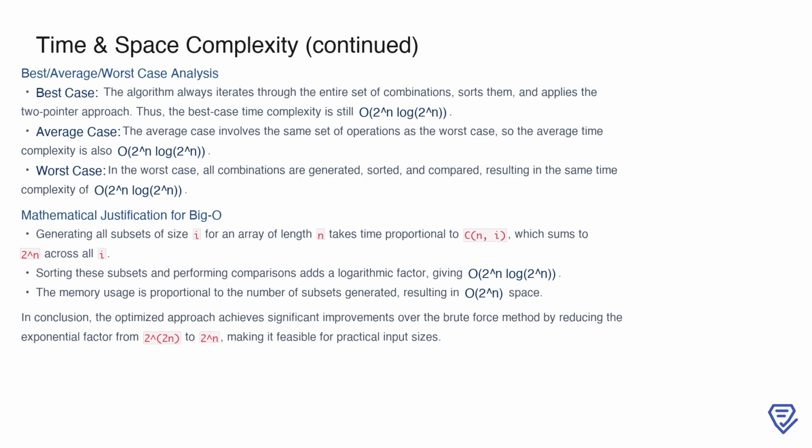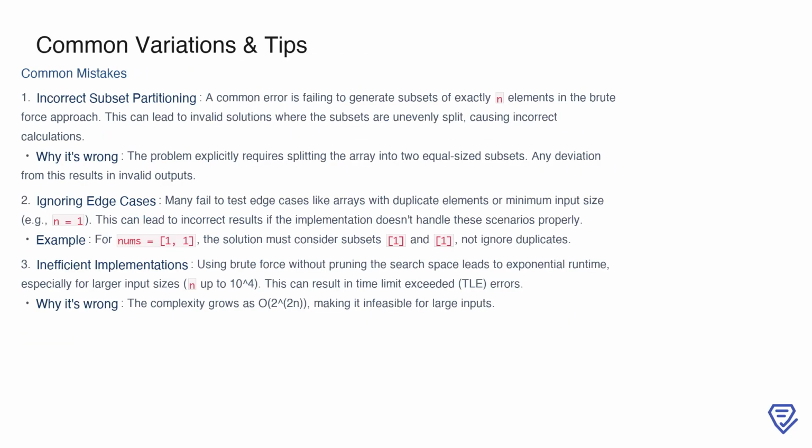In conclusion, this optimized approach achieves a significant reduction in computational complexity compared to the brute force method, transforming an intractable problem into one that is solvable for practical input sizes. When solving this problem, there are several common mistakes to avoid. First, incorrect subset partitioning is a frequent issue. Remember that the problem requires splitting the array into 2 subsets of exactly equal size.